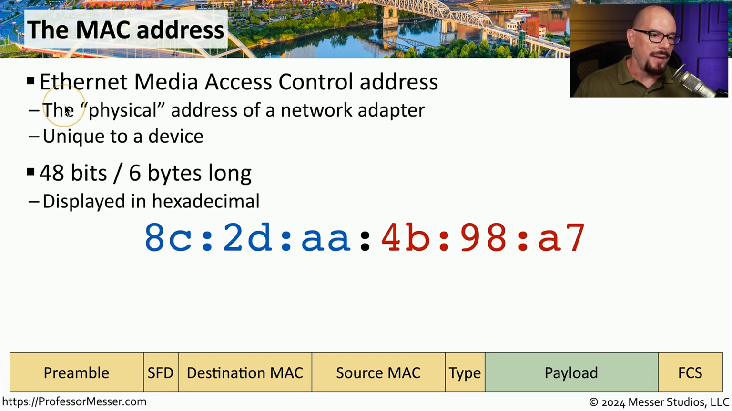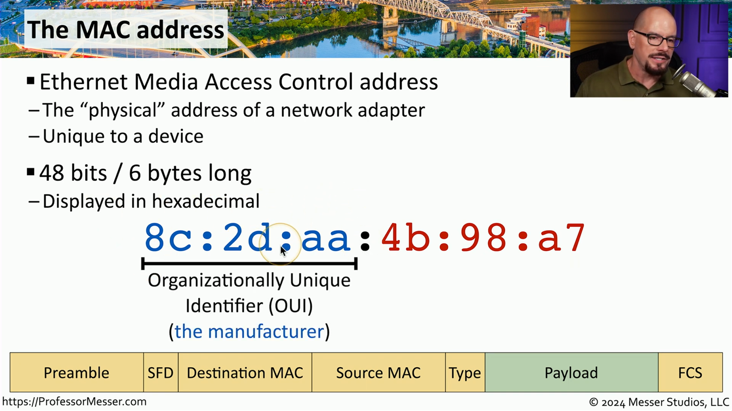The format of a MAC address is 48 bits long or 6 bytes long, and it's normally displayed as hexadecimal. For example, this is a normal MAC address: 8C:2D:AA:4B:98:A7. And you can see that we're separating each one of these bytes with colons, periods, or some other delimiter.